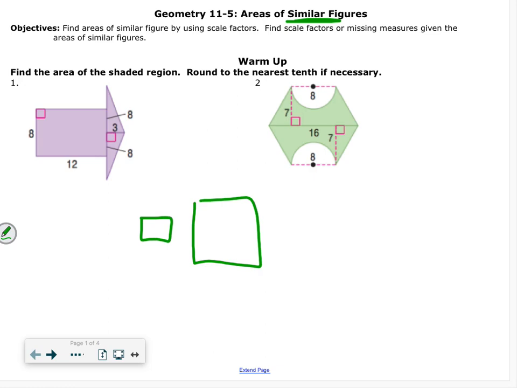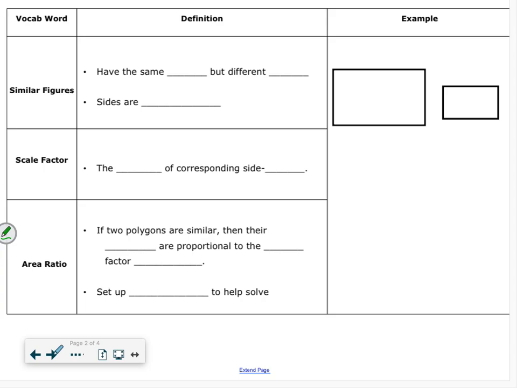Again, I'm going to leave these warm-ups for you as extra practice. If you'd like to check your answers on Haiku, you can do so.